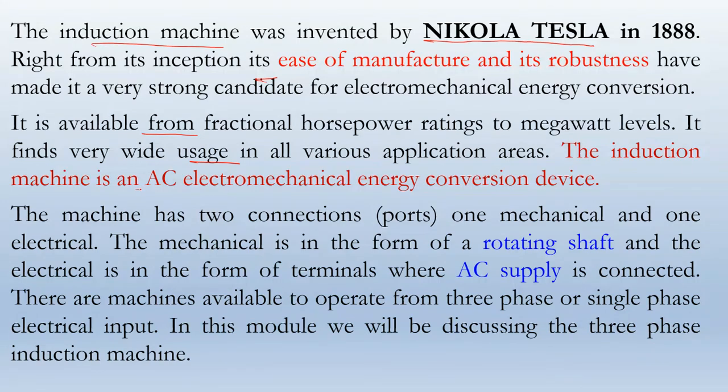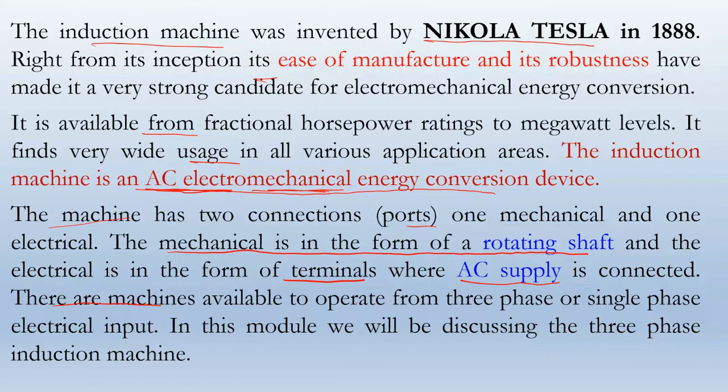The induction machine is an AC electromechanical energy conversion device. Now, AC electromechanical means what? When AC power is given to the machine, mechanical energy is produced. The machine has two connections, or we can say two ports. One is mechanical and one is electrical. So basically, it converts electrical energy into mechanical energy. The mechanical power is available at the rotating shaft, and the electrical power is given to the port or terminals, that is AC supply. So basically we have one input, one output. Input is electrical energy, output is mechanical energy.